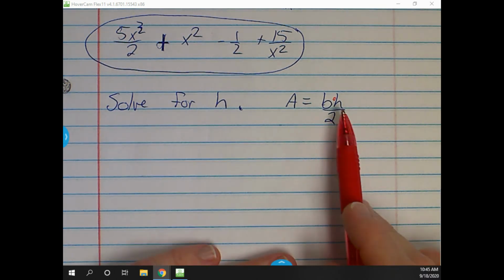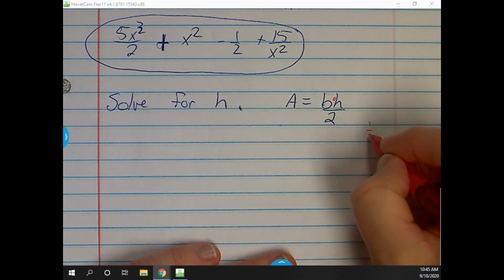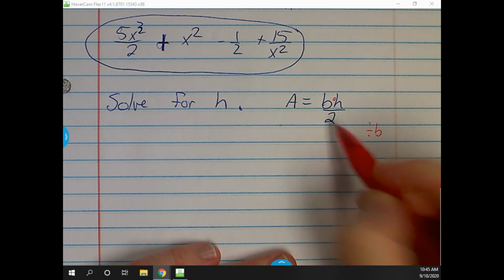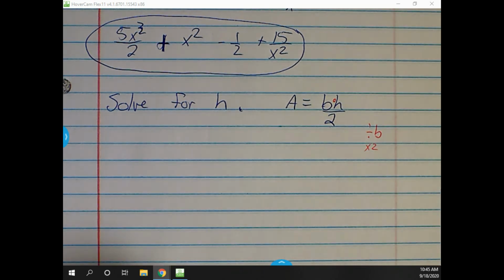So over here, you've got b times h. That means that when you solve this thing, you're going to have to divide by b. And if it's h divided by 2, that means you're going to have to go back and multiply by 2. So anything that you do to whatever variable they're telling you to solve by itself, you've got to do the opposite. You've got to reverse it and go back to this one.